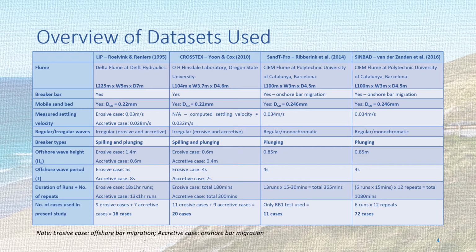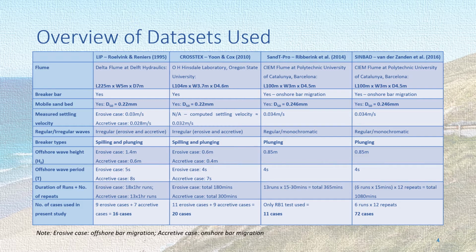The first dataset is from the Large Installation Plan Programme, referred to as LIP, collected in the Delta Flume at Delft Hydraulics. The second is from the Crosstex project, collected in the OH Hinsdale Laboratory at Oregon State University. The third and fourth datasets are from the SANTI Pro and SIMBAD experiments, collected by the same group of researchers at the CIEM Flume at Polytechnic University of Catalonia.